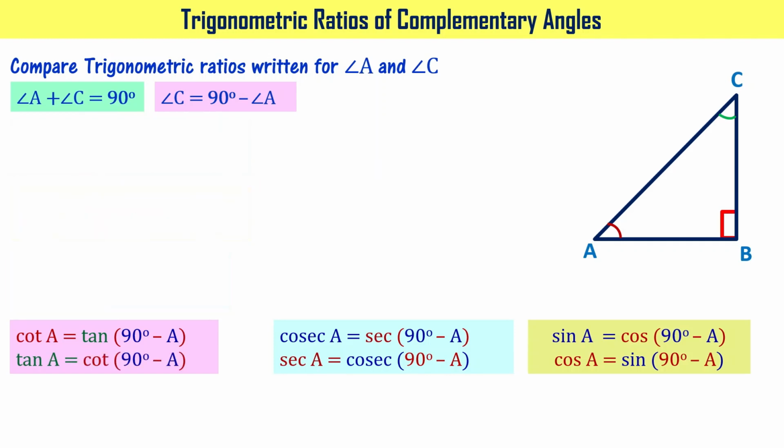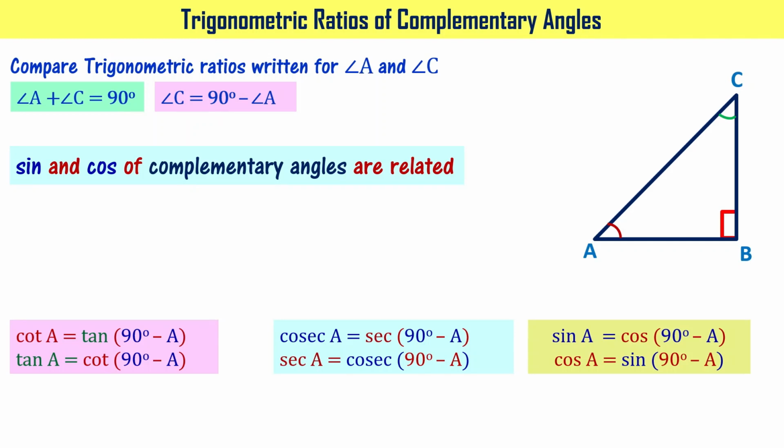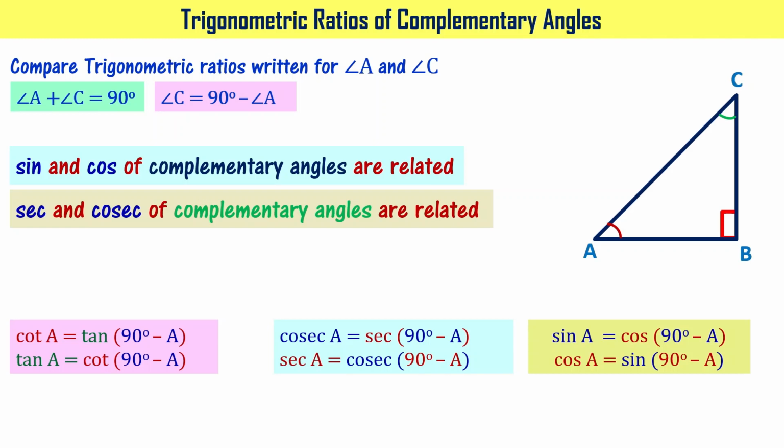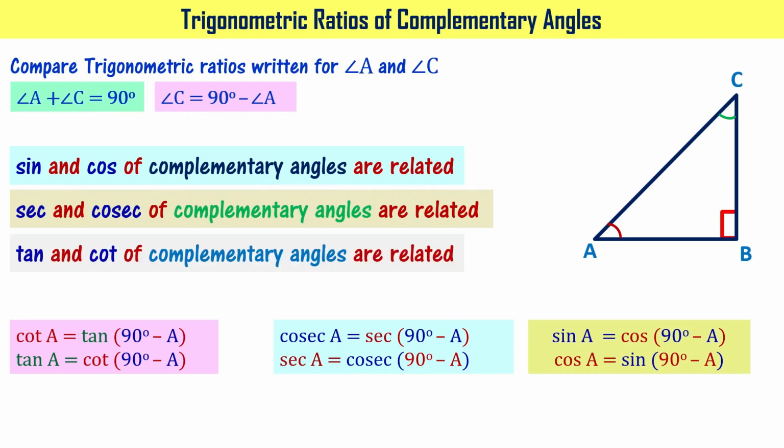Please take a note of this. So now we can say that sine and cos of complementary angles are related, sec and cosec of complementary angles are related, and tan and cot of complementary angles are related. Please take a note of these 3 points. Let's summarize what we have learned just now.